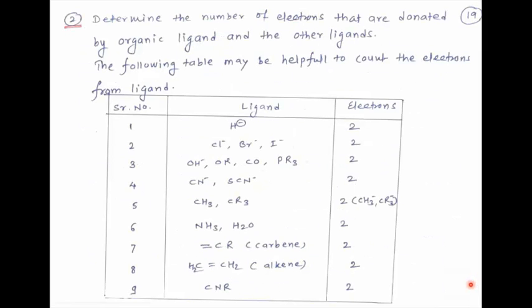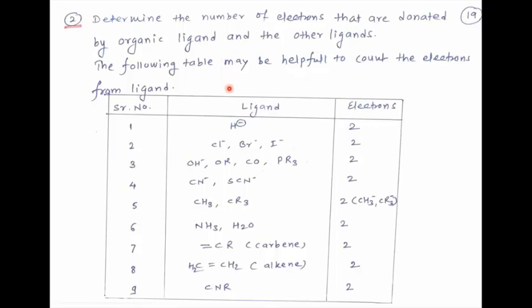Then rule number 2. We know that a ligand donates an electron pair to the central metal atom or ion. Carbon is present in this ligand and it forms a bond with the central metal atom or ion. So how many electrons are donated by the ligand? We must know this for the calculation of the 18 electron rule. So rule number 2: determine the number of electrons that are donated by the organic ligand and other ligands.